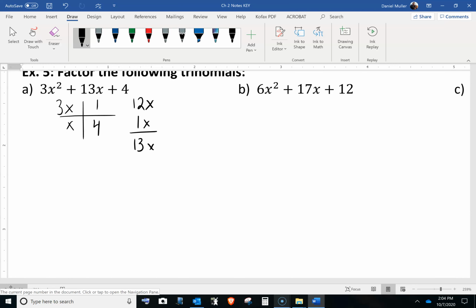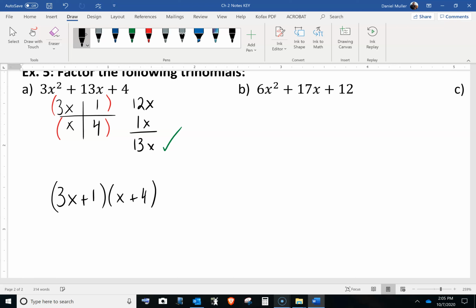Again, you don't have to write this. I do this in my head. I just think, okay, that's 12 and 1 is 13, so I don't actually bother writing down this stuff. But I'm just writing my thoughts out because I'm trying to do this virtually here. So I have a 3x plus 1 and an x plus 4. So 3x plus 1 and x plus 4.